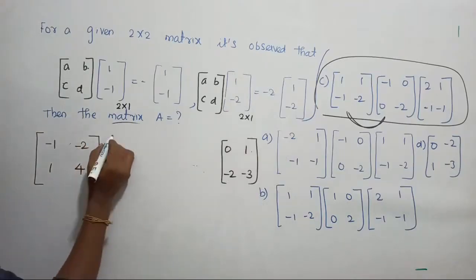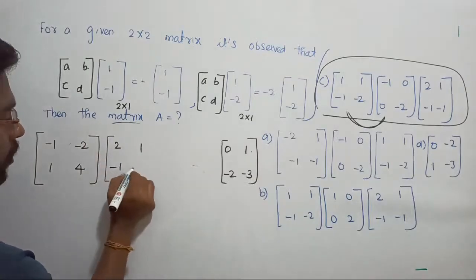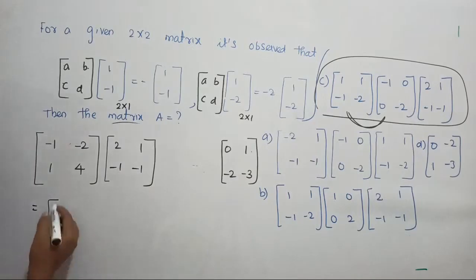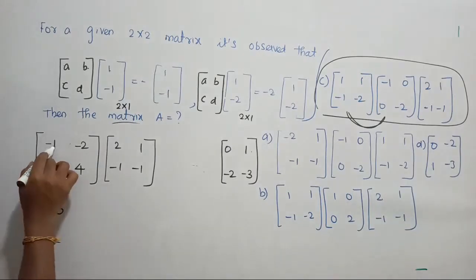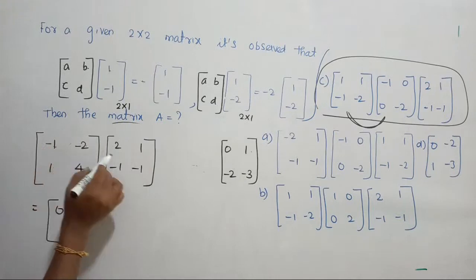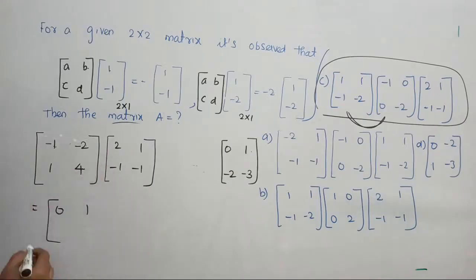Exactly. With the second, last we have one more matrix, 2, 1, minus 1, minus 1. If I multiply these two matrices, then I will get the answer as minus 1 into 2 will become minus 2. Minus 2 into plus 2 will become 0. Next, minus 1 into 1 will become minus 1. Minus 1 plus 2 will become plus 1. 1 into 2 will become 2. 2 plus minus 4, so 2 minus 4 will give you minus 2.